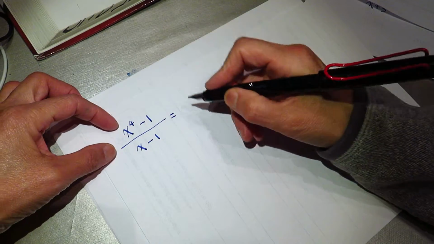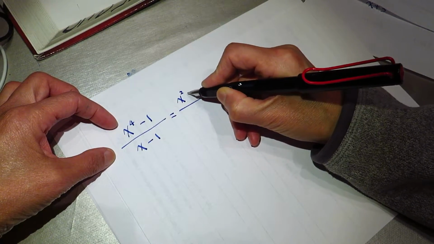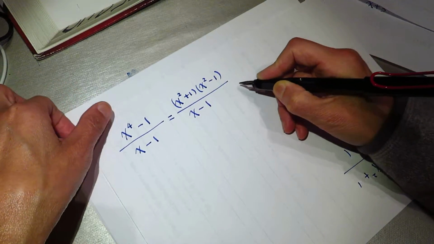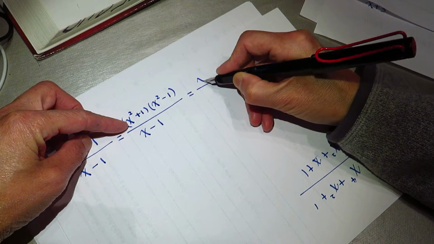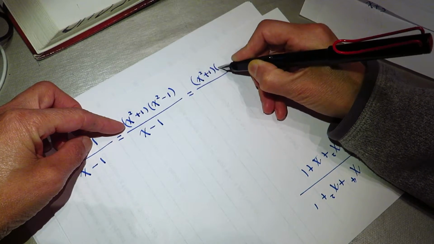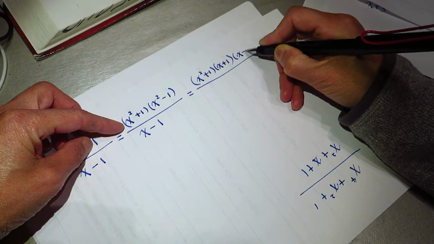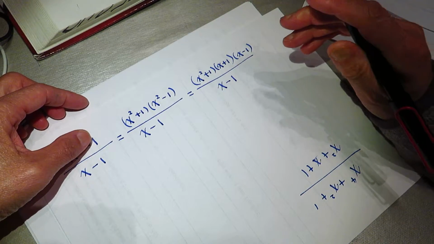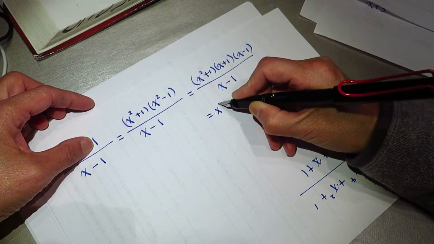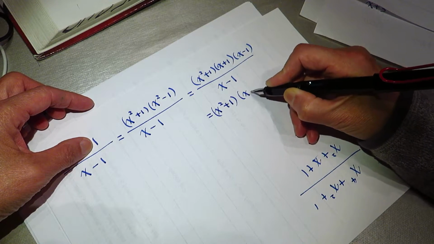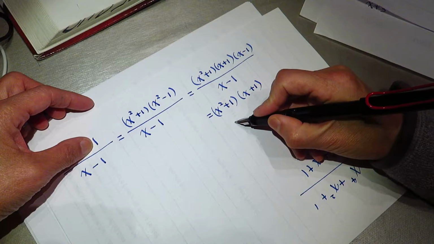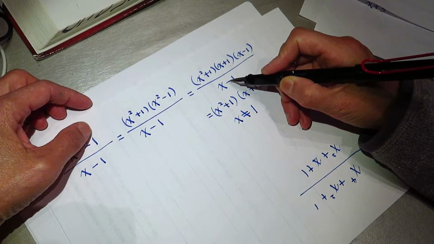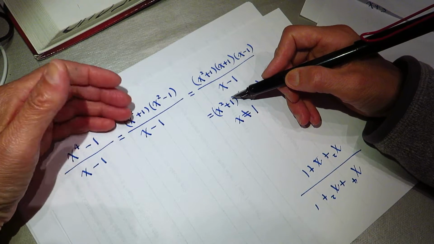This can be opened up, becomes x squared plus 1 times x squared minus 1, divided by x minus 1. The first factor we cannot change. x squared plus 1 times x plus 1 times x minus 1, divided by x minus 1. So this one cancels out, but there is one condition. It equals x squared plus 1 times x plus 1, and x is not equal to 1, because you do not want the divider x minus 1 to become 0, right?